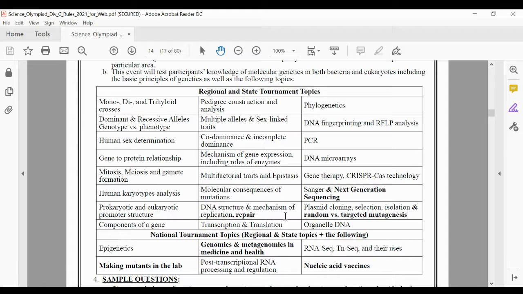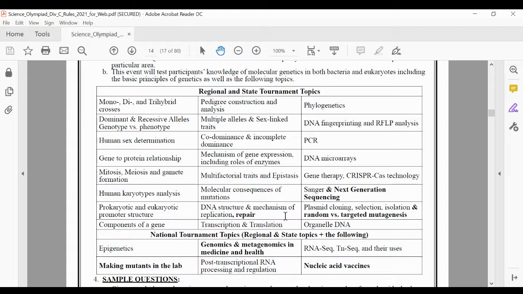DNA microarrays are another biotechnology tool, and these can be used for a number of different things. So make sure that you understand how they can be used to measure expression levels, or they can also be used for DNA genotyping. So make sure that you get some examples of DNA microarrays, look at them and see if you can interpret the results.